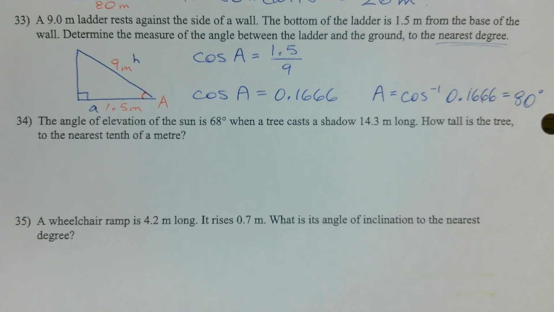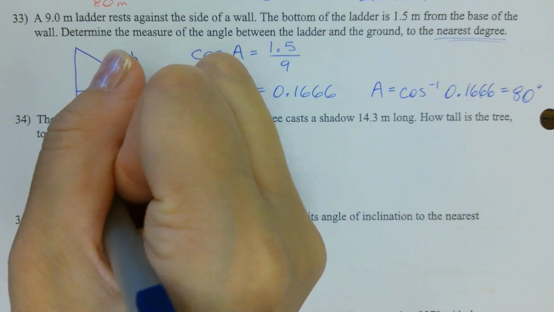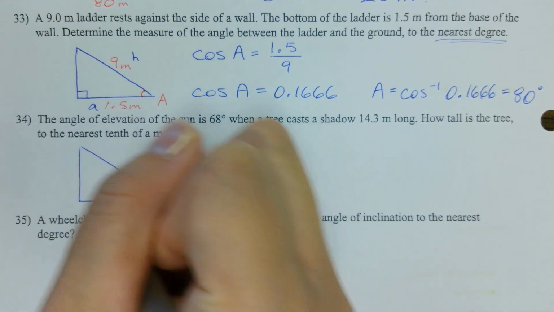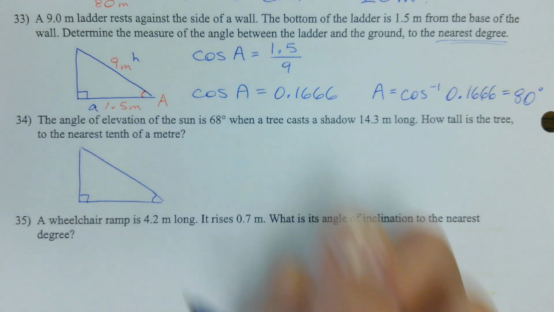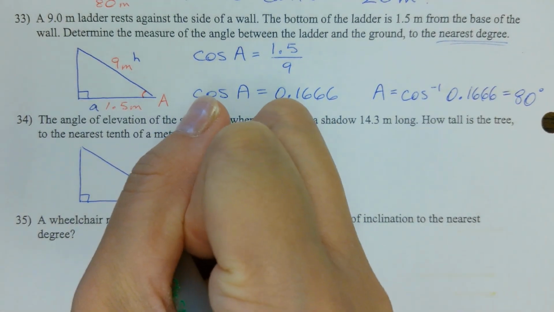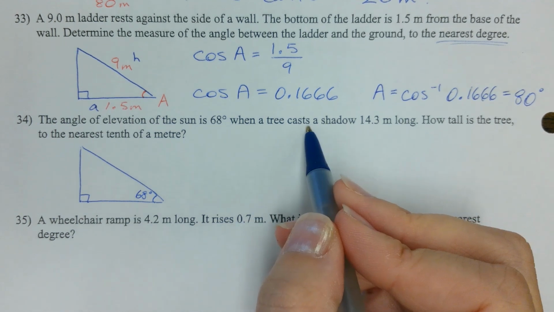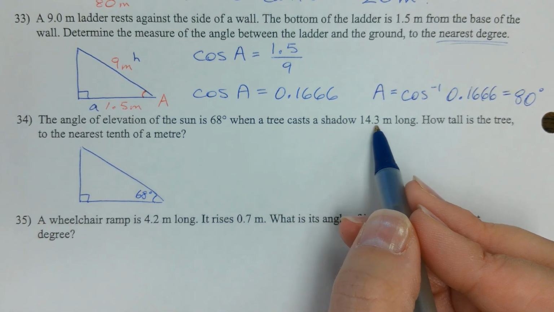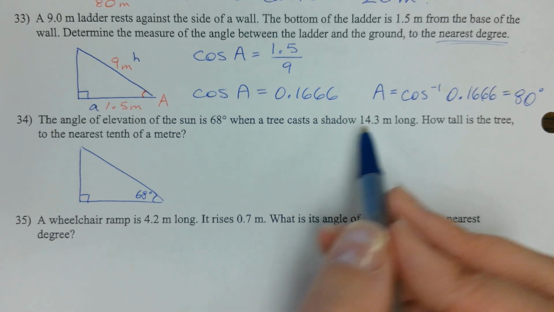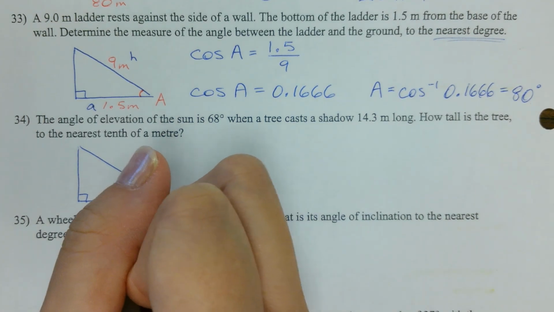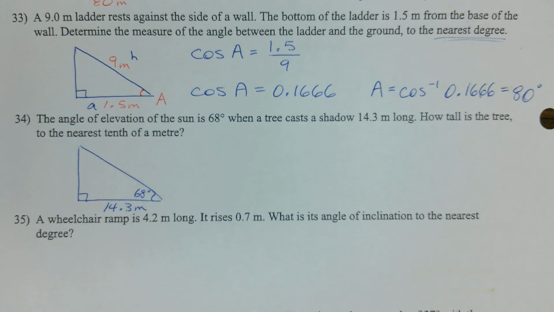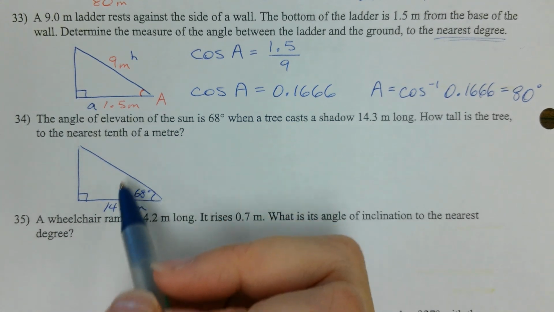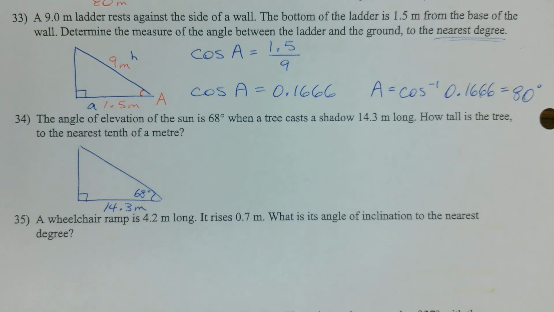Okay. Next one, same thing. Draw the right angle triangle. Angle of elevation of the sun is 68 degrees. Angle of elevation, that means I know is this right here, 68. When a tree casts a shadow of 14.3, where do you see shadows again? On the ground. On the ground. So this right here is 14.3. Okay. Trust me, tomorrow you'll see a question about shadows. Make sure you don't put your shadow here. Then you'll be using the wrong SOH CAH TOA.